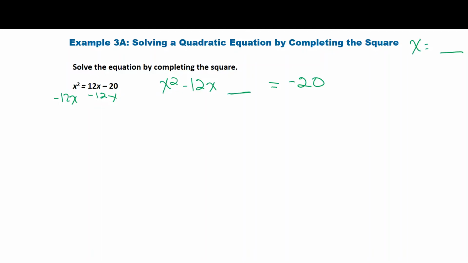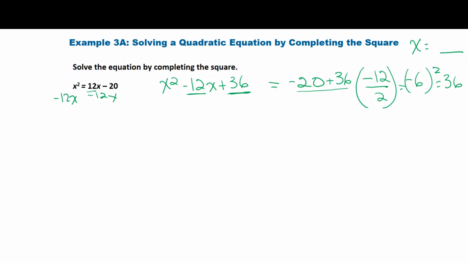Okay, so I need to find something to go in here. I'm going to take my b term, which is negative 12, and divide by 2. That equals negative 6, and now I'm going to square that, which equals 36. So I'm going to add 36 to this side, and I'm also going to add 36 to the other side, because if I add something to one side of my equation, in order to keep it equal, I have to add it to the other side. So now let's deal with this side first. Negative 20 plus 36 is a positive 16. So we got that side taken care of.